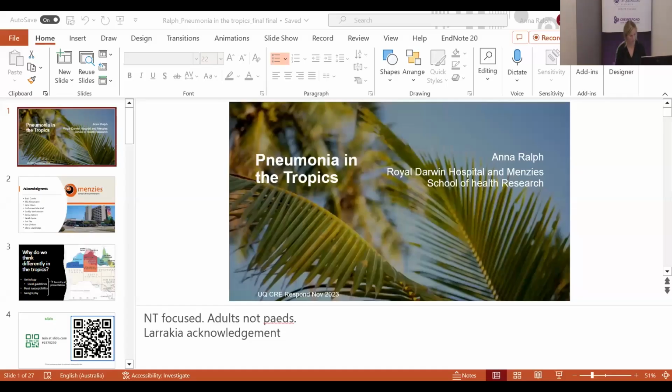Our next speaker is Professor Anne Ralph. Professor Ralph is an infectious disease consultant working up in Darwin, Royal Darwin Hospital. And she has a research interest in tropical infectious diseases as well as many other things. And she's going to be talking to us about pulmonary infections in tropical Australia. So I'll hand over to you.